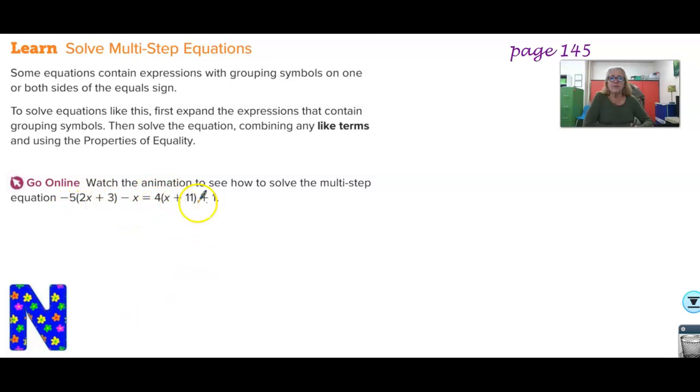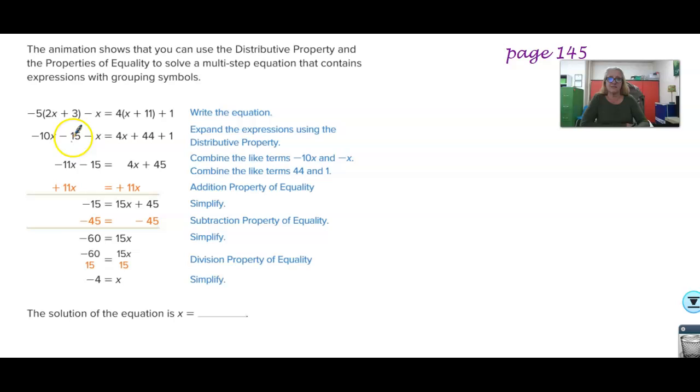This is the very first example for this section. It combines the distributive property and combining like terms, and then you finally get it down to an equation with variables on both sides, like what we did in section 3.1. And then you get down to a two-step equation. So these are going to have a lot of steps to them. Look at how much it takes to solve this thing.